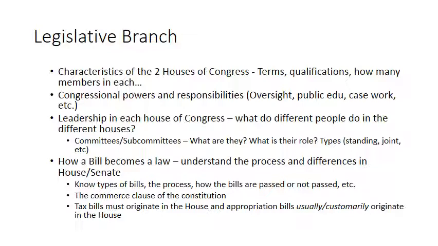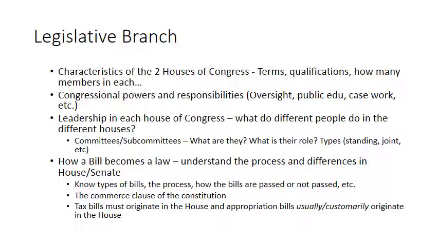Congressional powers and responsibilities. This was several slides in the legislative branch PowerPoint that talked about not only do they have a responsibility to their constituents, which differs between a senator and a congressman, but you also have the responsibilities of oversight of legislation, public education, casework, and so forth. So make sure you review those slides that talk about congressional powers and responsibilities.